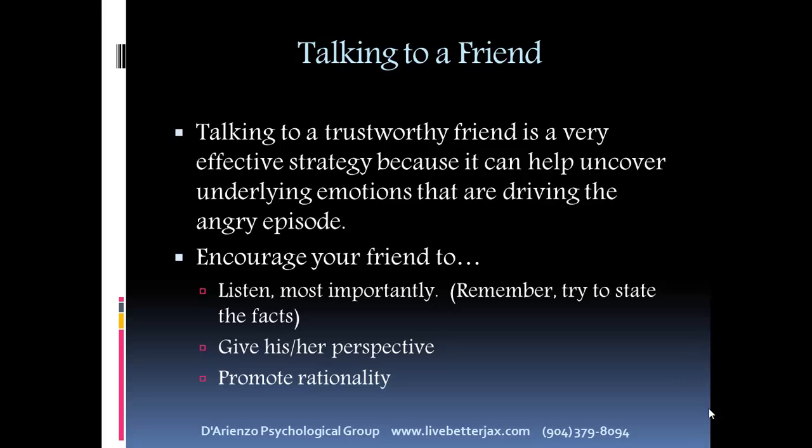And you can make the agreement that they will give you their perspective without lecturing you, of course, because we don't want your anger to be fueled in any way. And we want them to help promote rationality, so stick to the facts, help you come up with a more balanced thought that is more rational than just purely emotional as to why something happened.